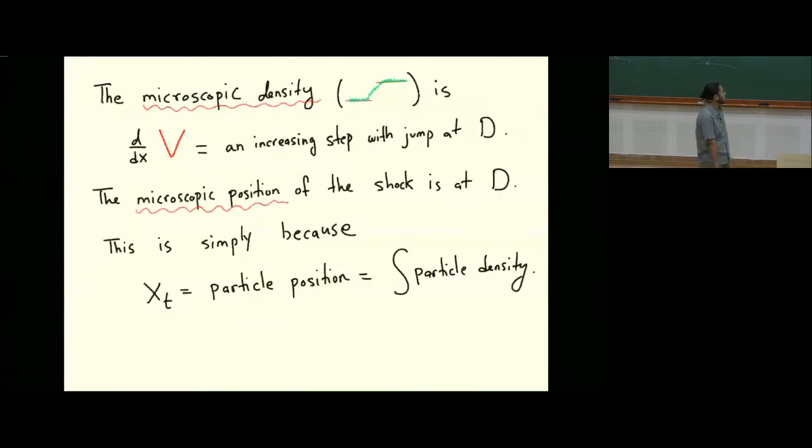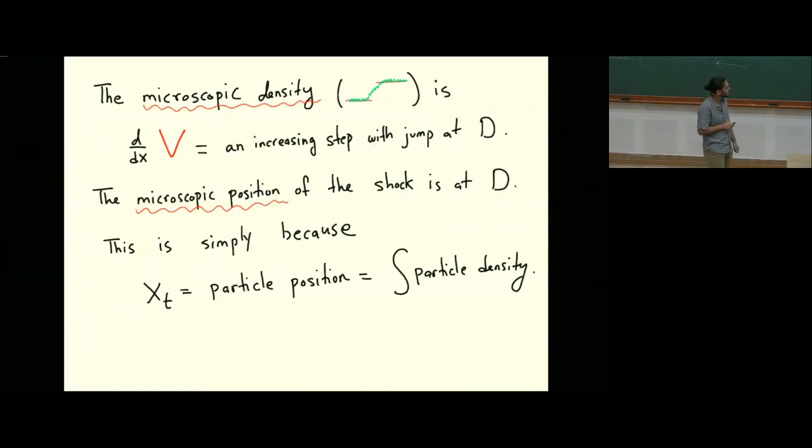And now what does that mean? If you recall, I wanted to say something about this tiny green curve, which is the macroscopic particle density. What is that going to be? That's going to be the derivative of the V. Why is that the derivative of the V? Because the V is the limit of the particle positions, and the particle density is the integral of the particle positions.